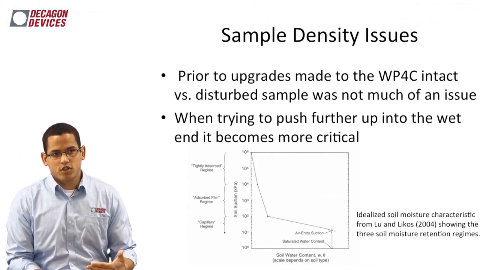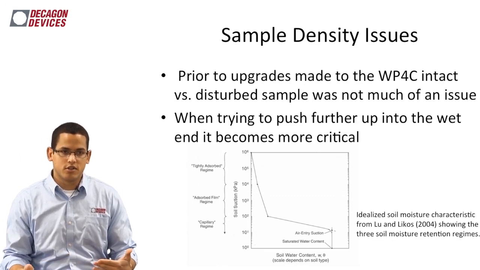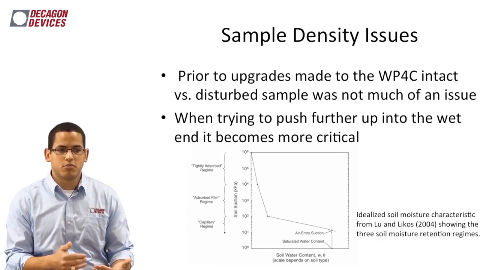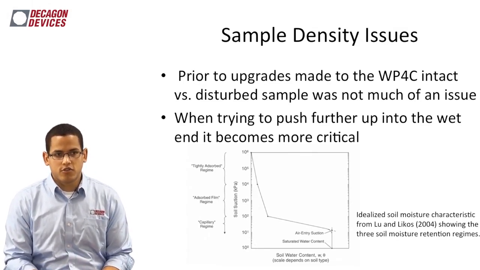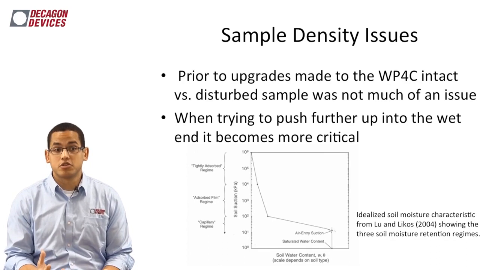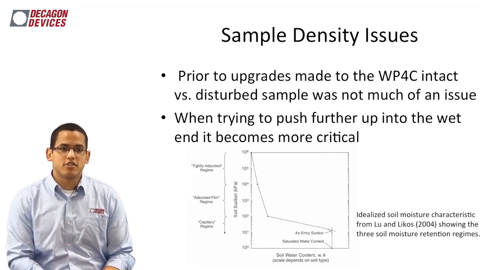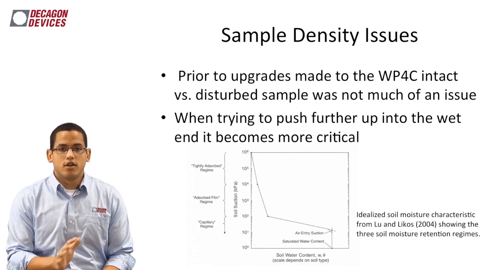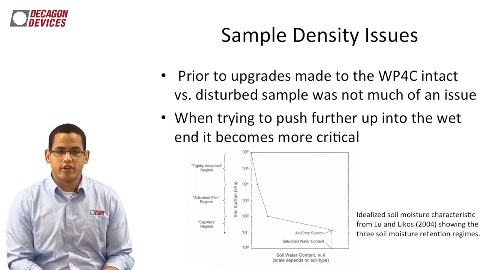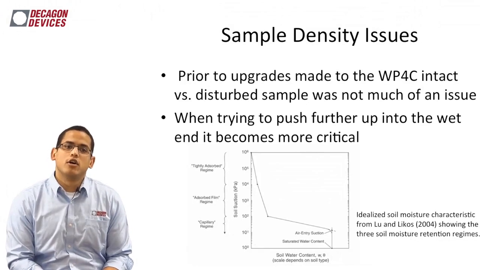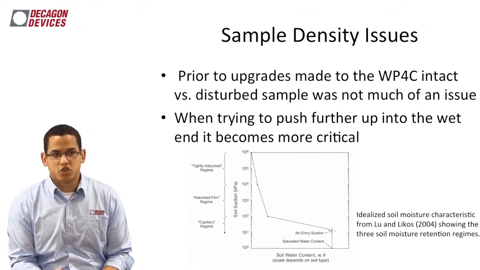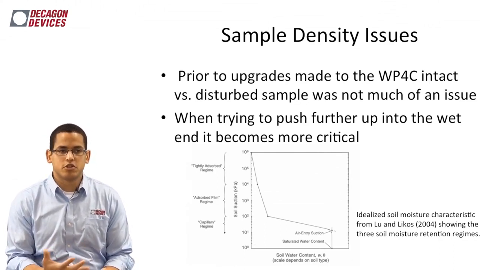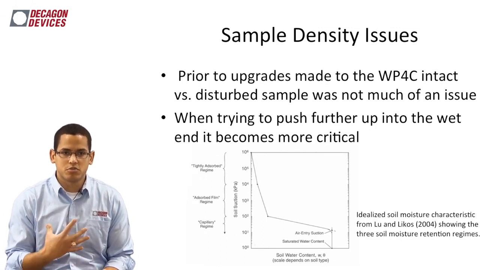As we're getting into the wet end, the 100 kPa to saturated to negative 100 kPa range, we're dealing mostly with capillary forces and the water being held by the capillary forces within the soil sample. In this case, soil structure and sample density are going to be very critical and have a major effect on the water potential. But as we get drier and get more into the absorbed film range, we're dealing more with water absorbed onto the soil particles themselves.